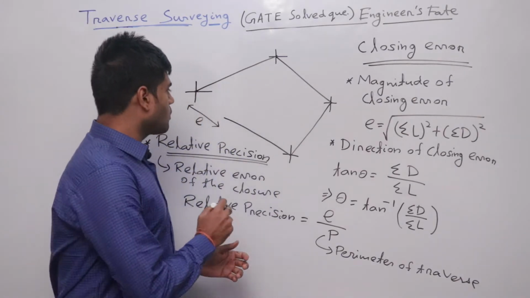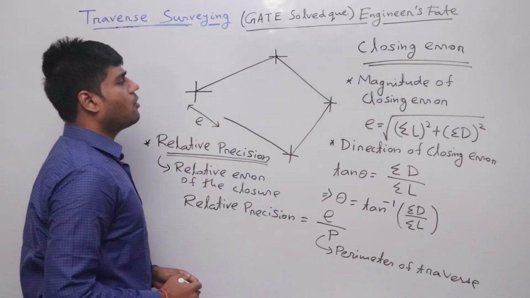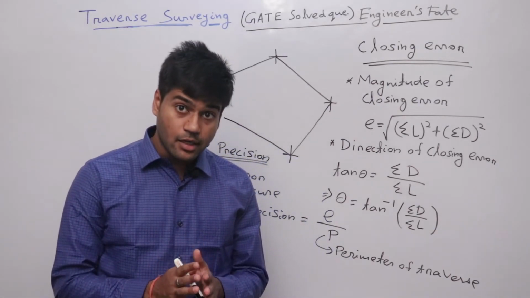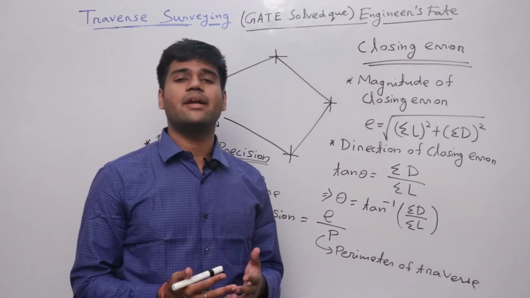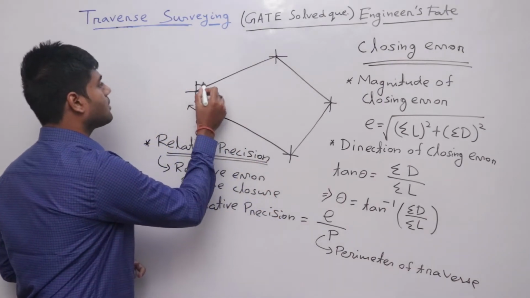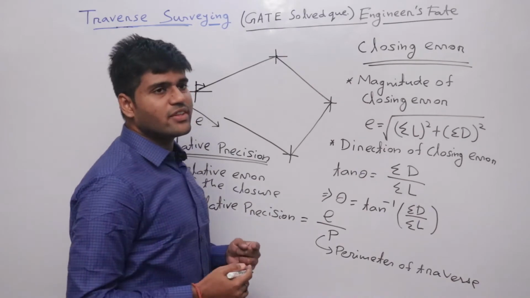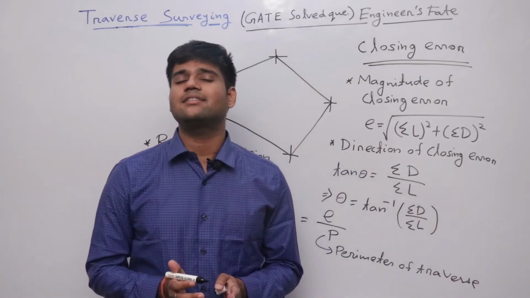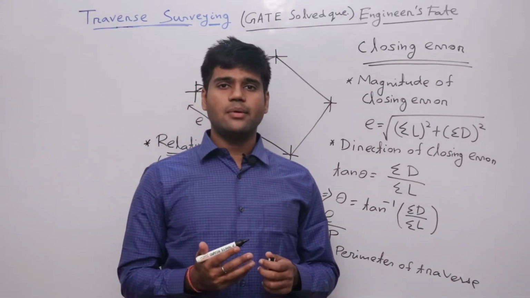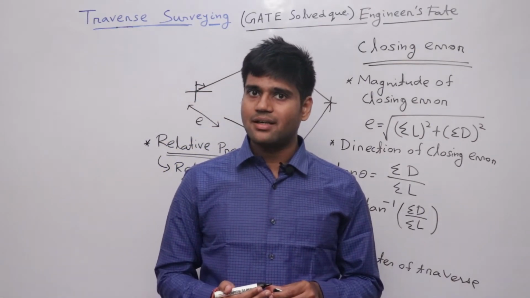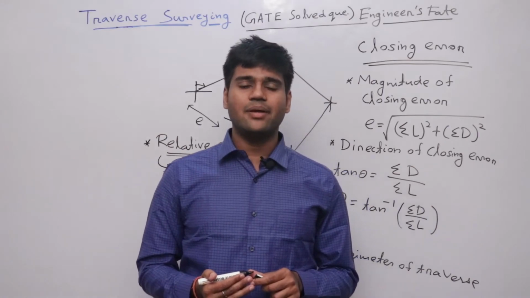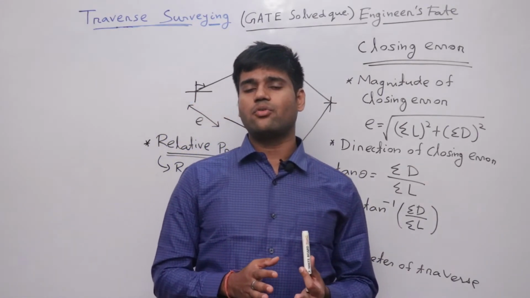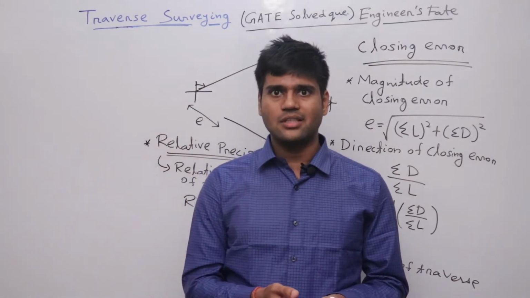Why has this closing error occurred? While doing the traverse survey I must have made some error in linear measurement, and I have also made some error in angular measurement, due to which this closing error has happened, and there are methods to eliminate this closing error. The two most famous methods are the Bowditch method and the transit method. Both methods are important, but till now there are no questions from GATE on these two methods.